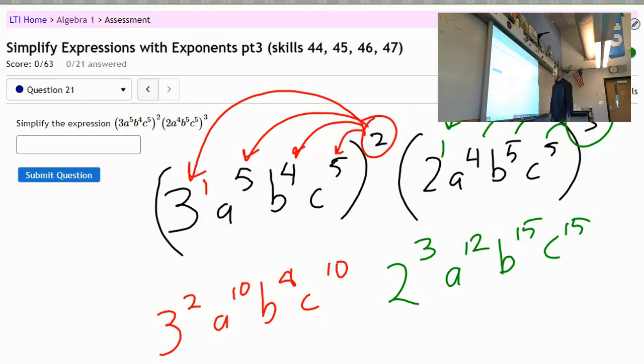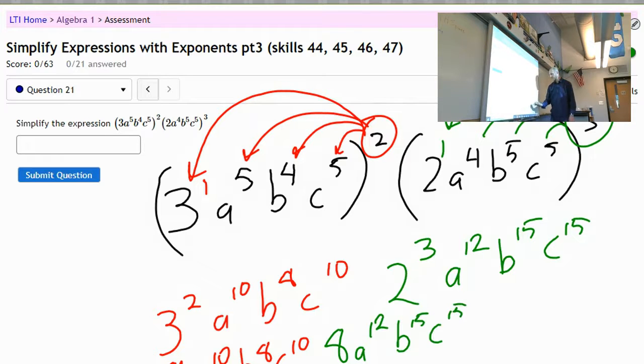All right, so I need more space, probably. The directions here say simplify. It does not say anything about writing my answer in exponential form, so I am going to actually multiply out my numbers. 3 to the power of 2 is 9. And then in green, 2 to the power of 3, that's 2 times 2, 4 times 2 a third time is 8. Okay, and now, final answer.